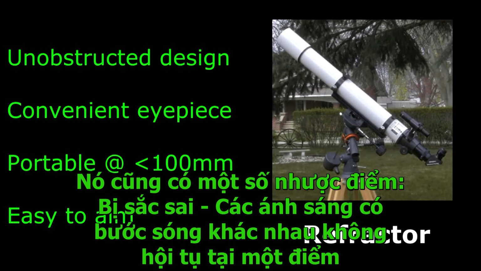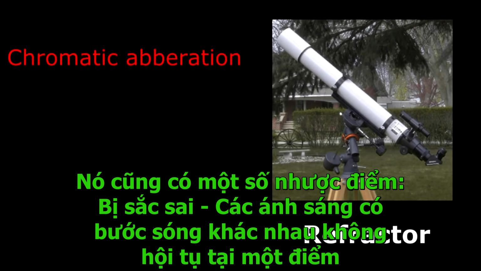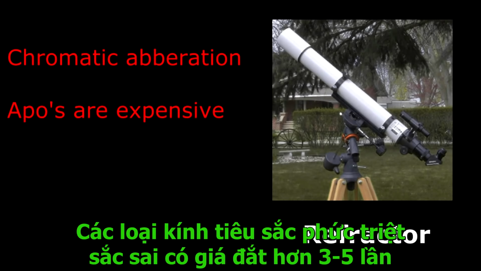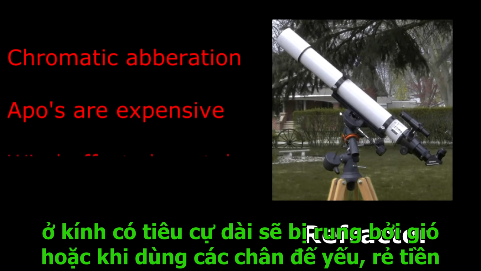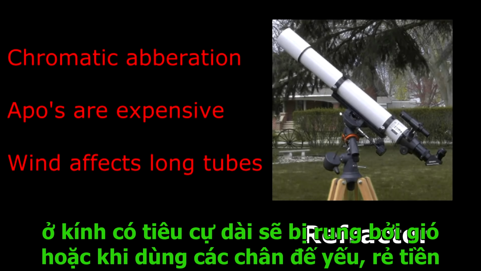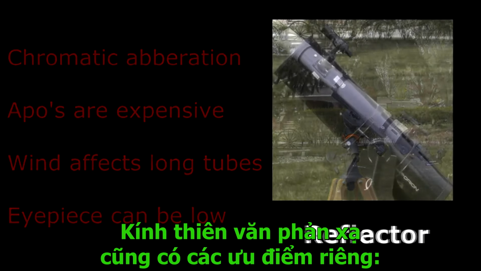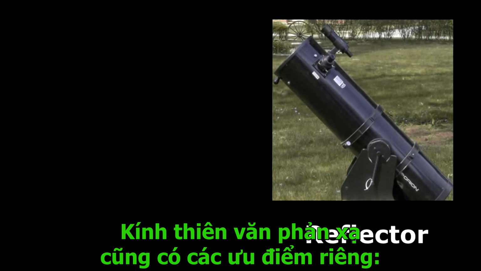Some disadvantages include chromatic aberration in achromats, where not all wavelengths of light focus in the same place. Apochromatic designs, though overcoming chromatic aberration, are usually 3 to 5 times as expensive. In longer focal lengths, the long tubes can sway in the wind or on inexpensive mounts, and larger models place eyepieces uncomfortably low. Reflectors have their own set of advantages.